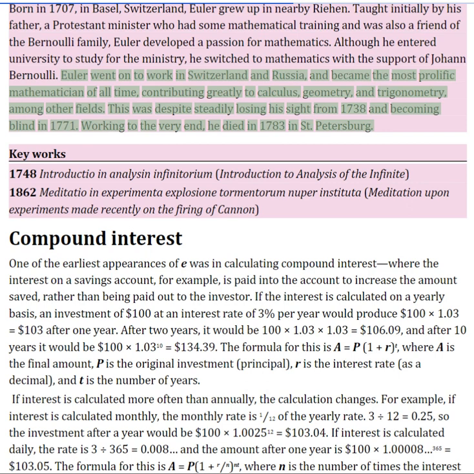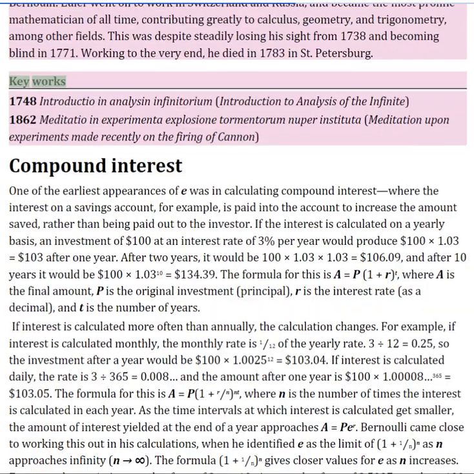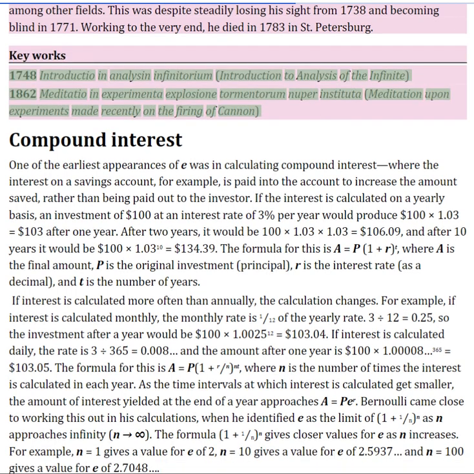Working to the very end, he died in 1783 in St. Petersburg. Key works: 1748 Introductio in Analysin Infinitorum, 1862 Meditatio in Experimenta Explosion Tormentorum Nuper Instituta.